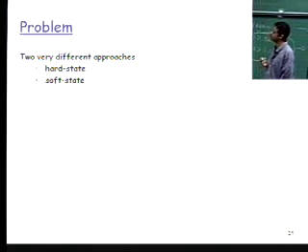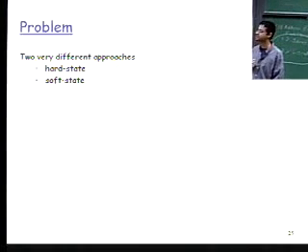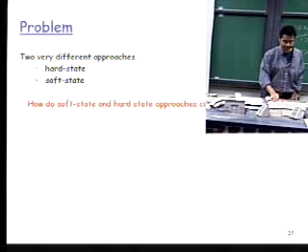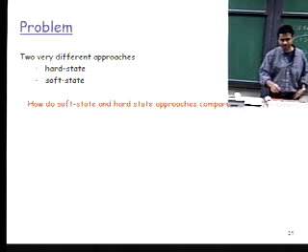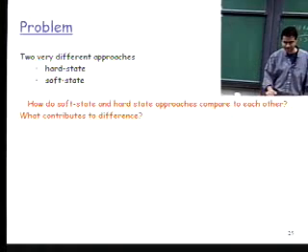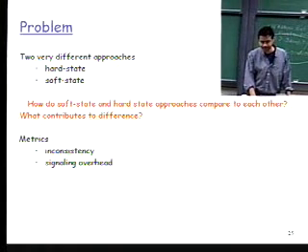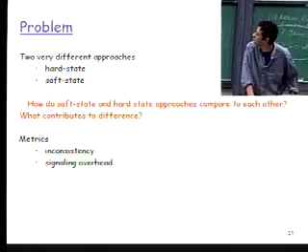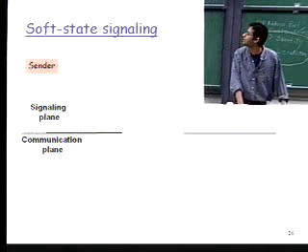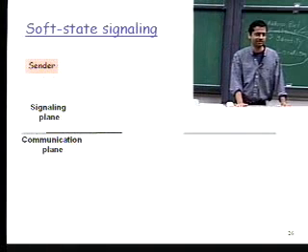So signaling is this exchange of control messages, and there are two very different approaches to do this signaling. One is called hard state and the other is soft state. We'll look at how the soft state and hard state approaches compare to each other, what the characteristics are, what the difference is, how you measure the difference, whether you can measure it quantitatively, and which one is better.